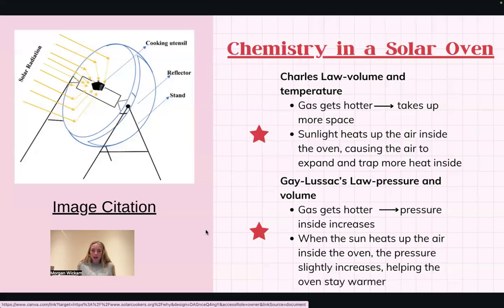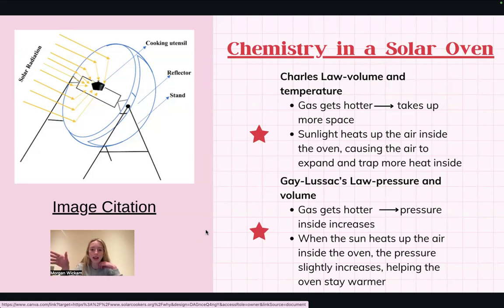Starting off with Charles's law, what that says is that the gas gets hotter. When the gas gets hotter inside the oven, it takes up more space. So sunlight heats up the air inside the oven, causing the air to expand, which is trapping more heat inside.